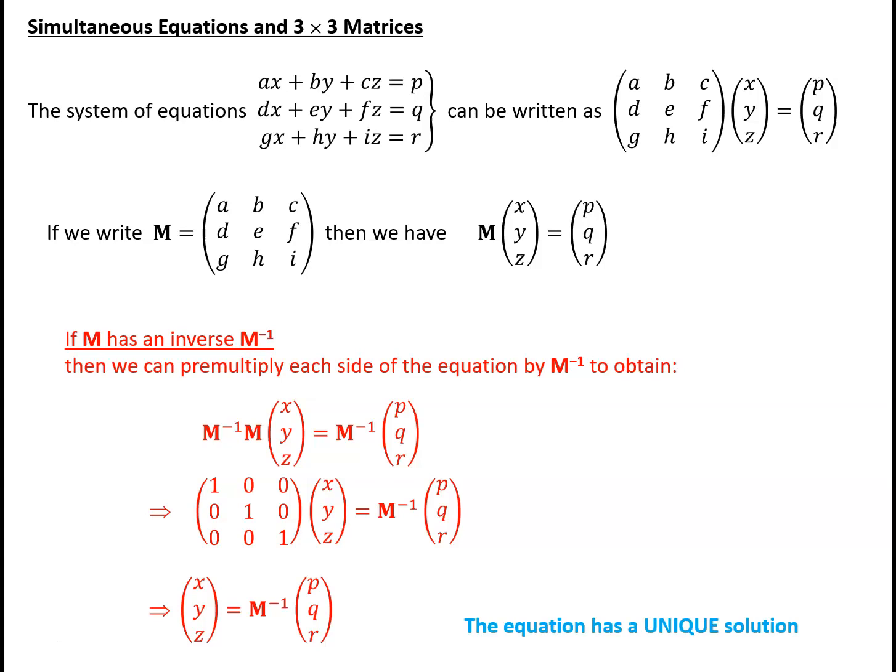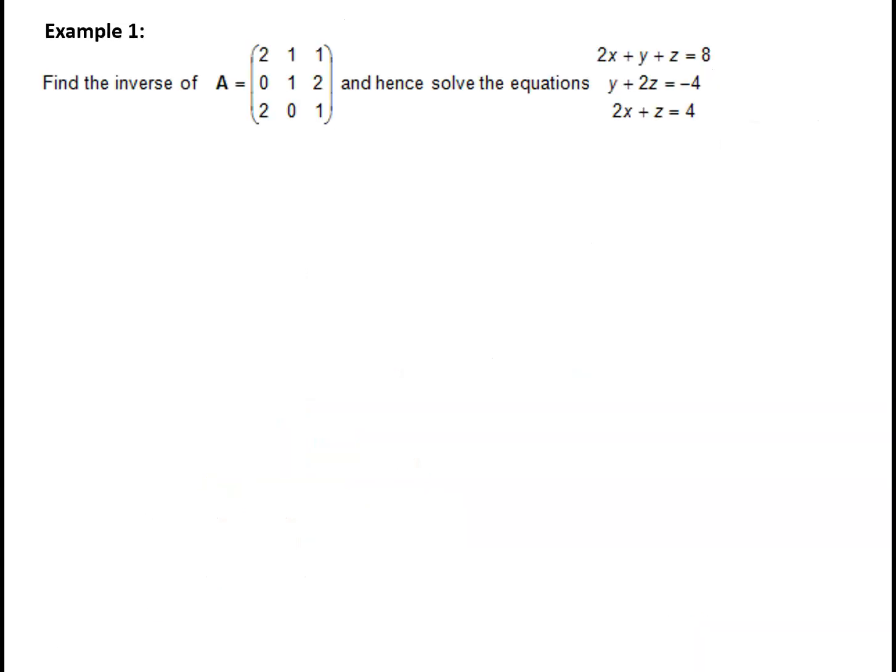And in that case, the equation has a unique solution. So if M has an inverse M inverse, then the equation has a unique solution. So let's look at an example of this straight away. Find the inverse of the matrix A, which is 2, 1, 1, 0, 1, 2, 2, 0, 1, and hence solve the equations 2x + y + z = 8, y + 2z = -4, and 2x + z = 4.